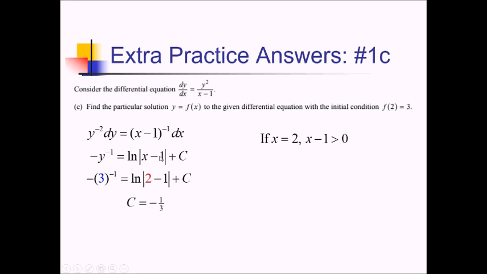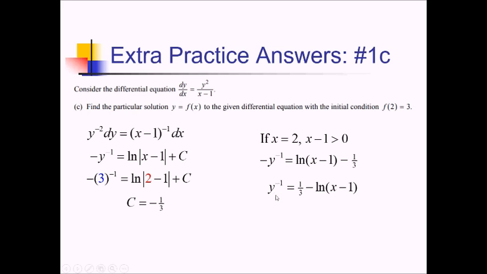So let me do that now. We have negative y to the negative 1 equals ln parentheses x minus 1. And then you have the plus c, which in this case is minus 1/3. At this point, all there is left to do is isolate y. So let me start by dividing everything by a negative 1. So basically, I'm reversing the order of subtraction on the right side of the equation.